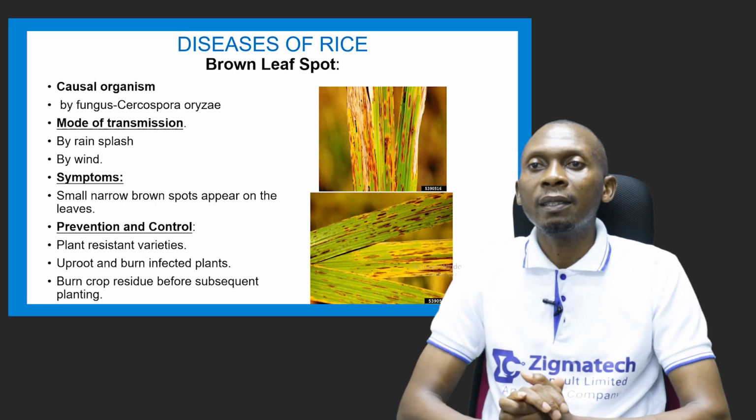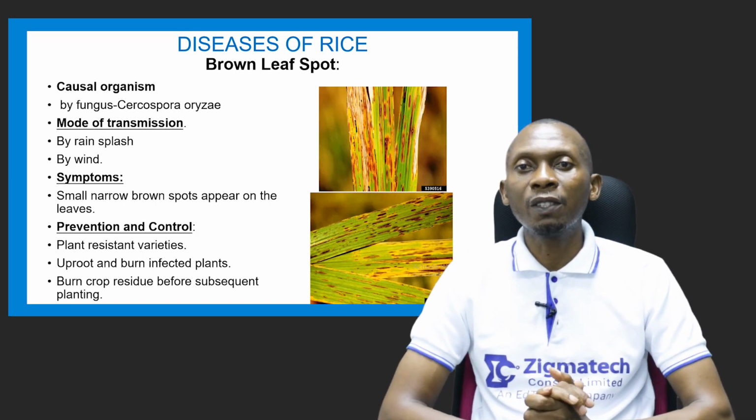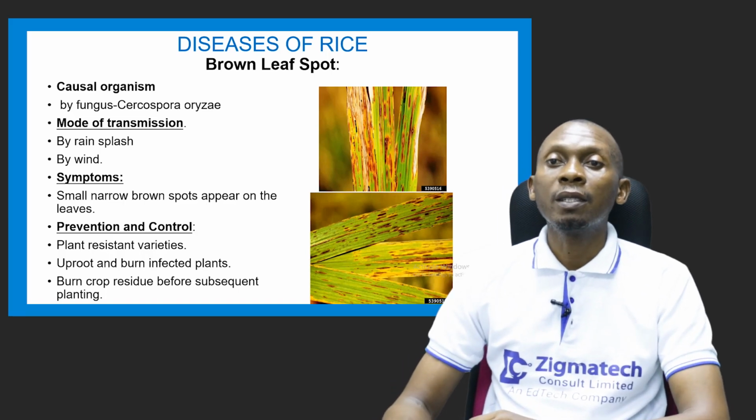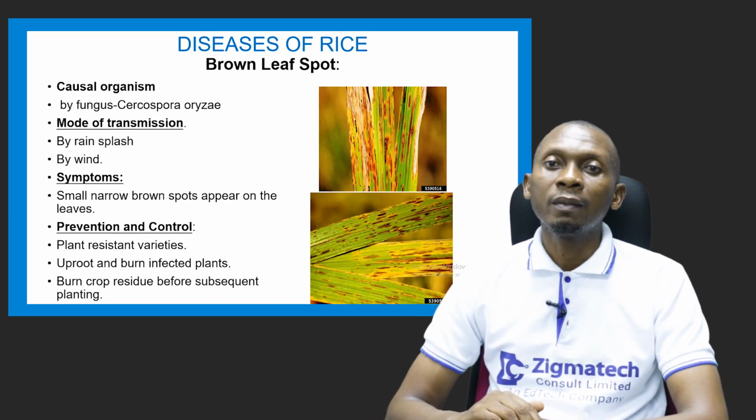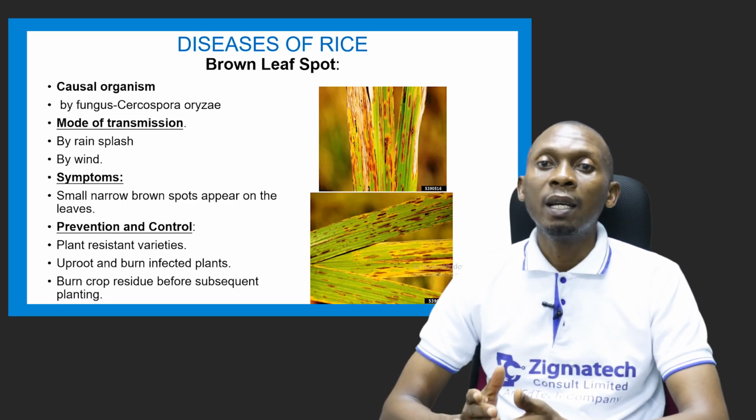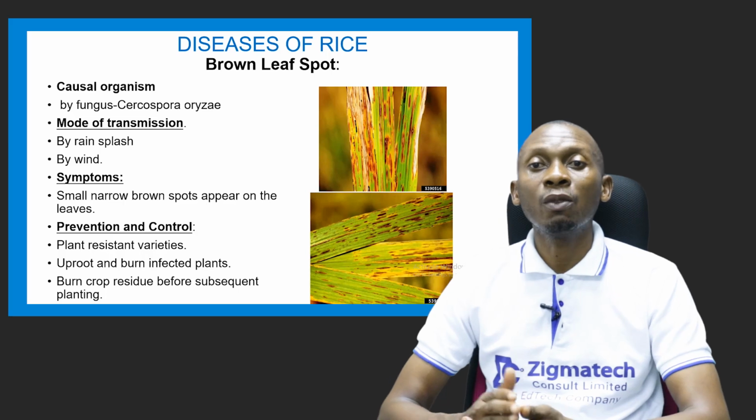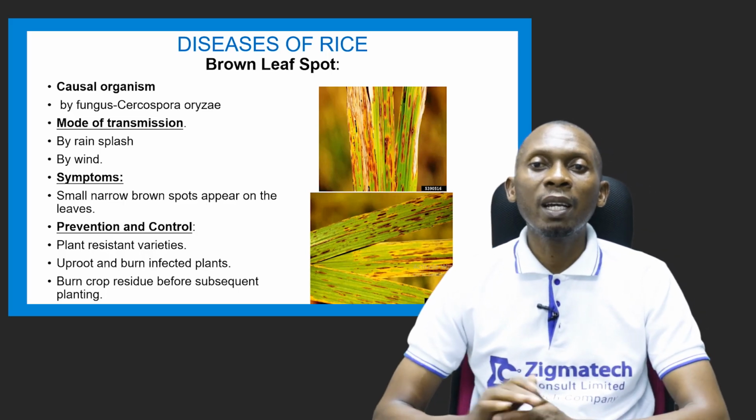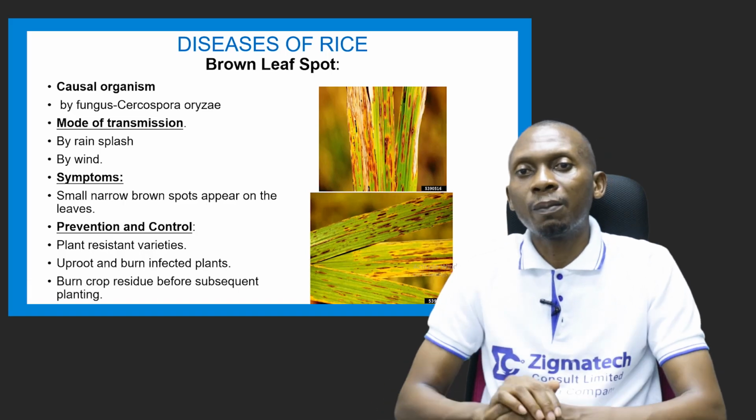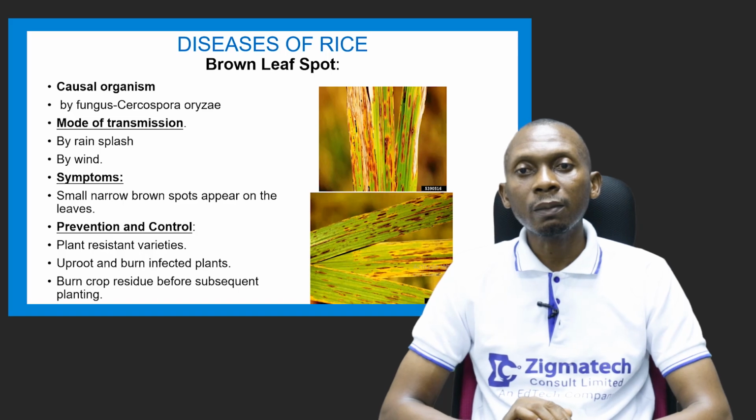So let's look at another disease of rice, which is called brown leaf spot. Now, this brown leaf spot is caused by the fungus Cercospora oryzae. You can see the picture to help us as we're describing the symptoms. Now, it's transmitted by rain splash and wind as well. And the symptoms here are small narrow brown spots that appear on the leaves. You can see the small narrow brown spots on the leaves. Now, how is this prevented and controlled?